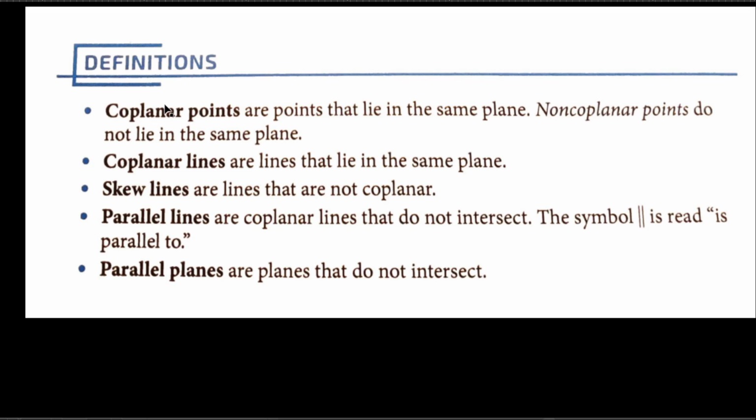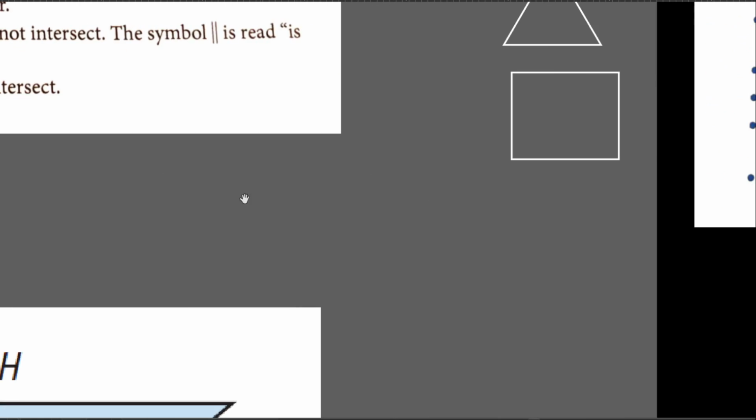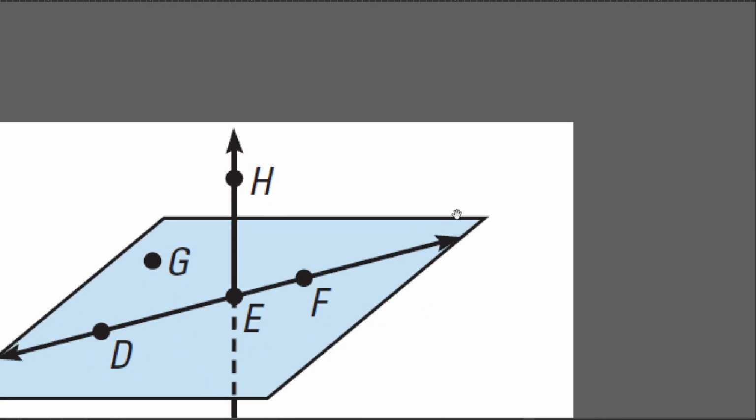So if you have a plane right here like this, you got a point here, and a point here. That means they are coplanar. All right? So they're points that lie in the same plane. Coplanar are points that lie in the same plane. Before we go to the next one, I'm going to show you a picture of coplanar points. Okay? And here we go.